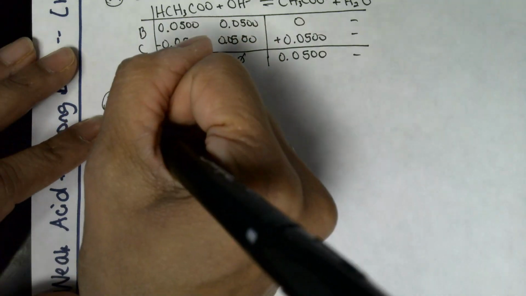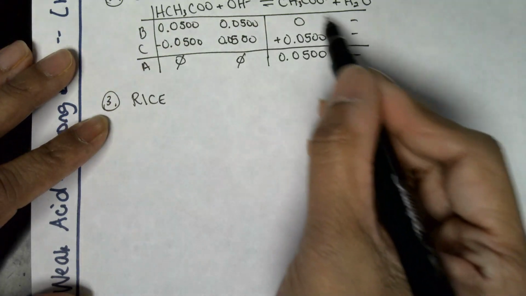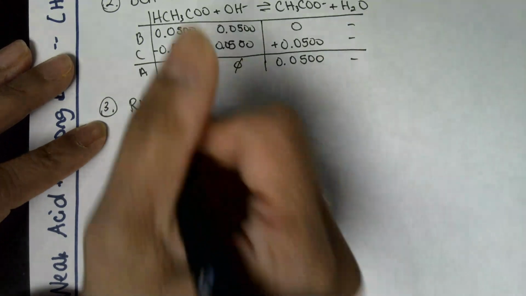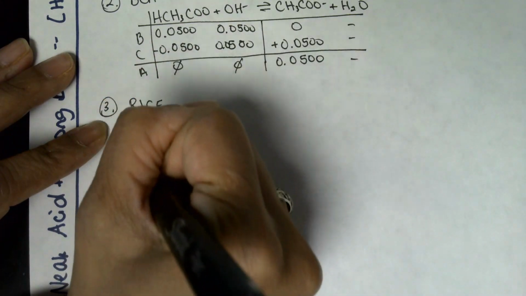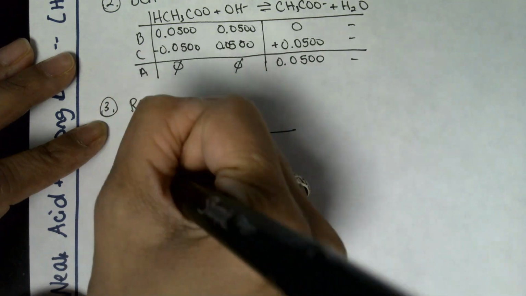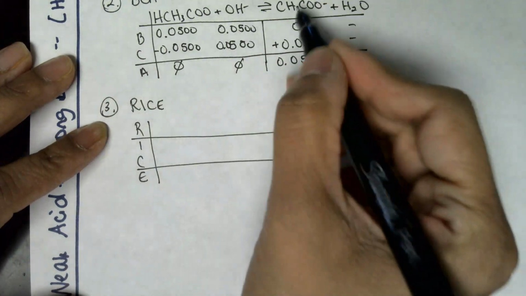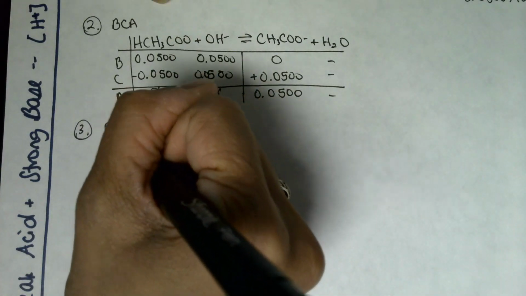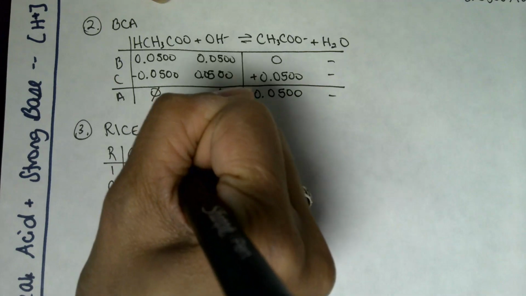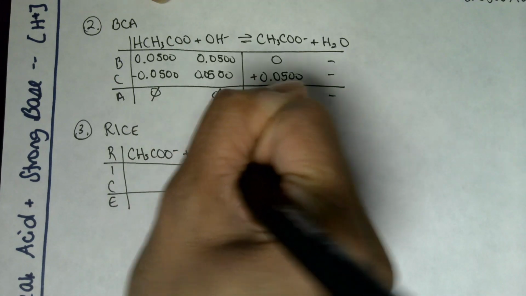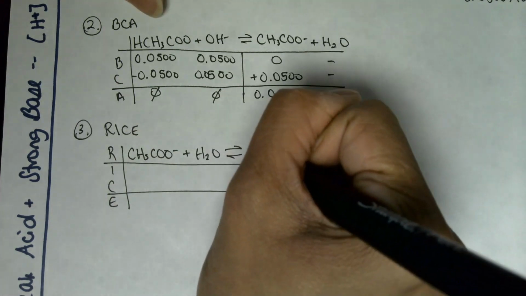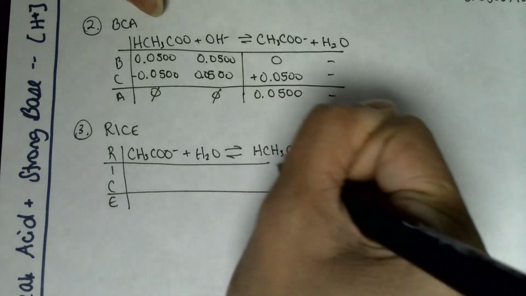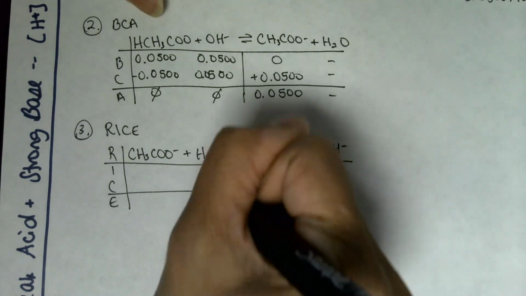Do the rice table exactly like you've been doing before, except this time you're starting out with this as your initial. Let's see, rice. So I'm switching the order of my products and reactants here, and I can do that because it's in equilibrium. So I have CH3COO minus plus H2O in equilibrium with HCH3COO plus OH minus. And let's talk theory behind this as I go through this real quick.